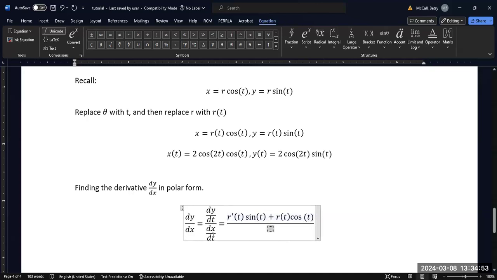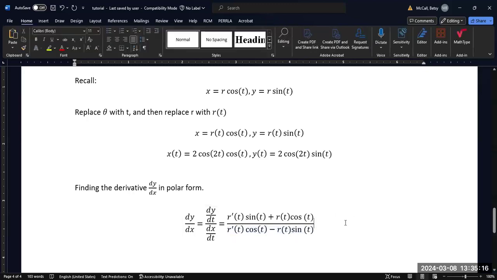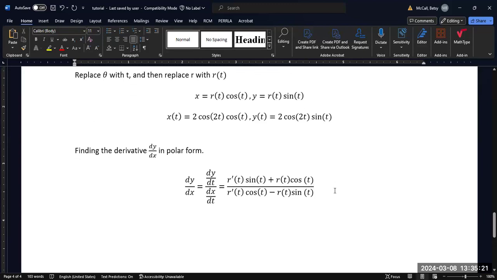Now, in the denominator, the derivative for x, again, we're going to base on this. It's going to be r prime of t cosine t, and then plus r of t, and then the derivative of cosine is actually minus sine, so minus sine t. And this is actually our general derivative for calculating polar coordinates.